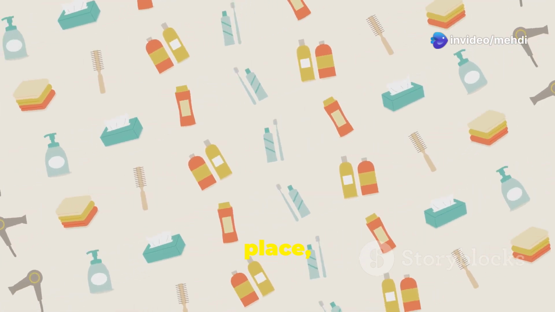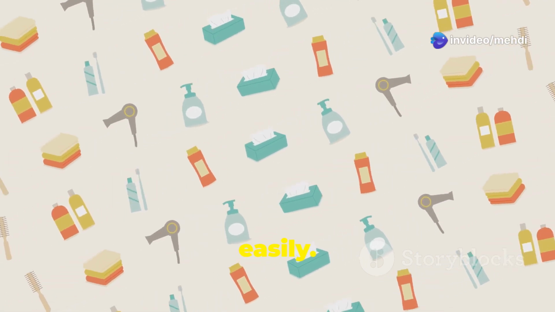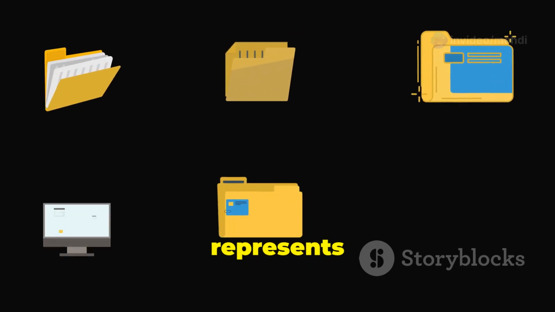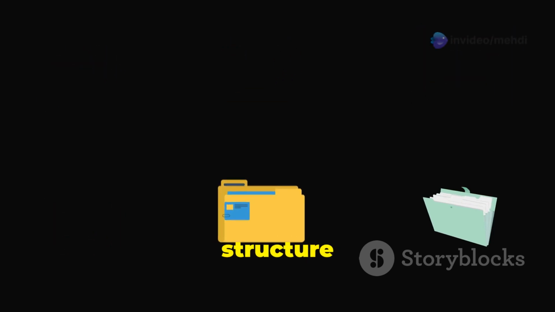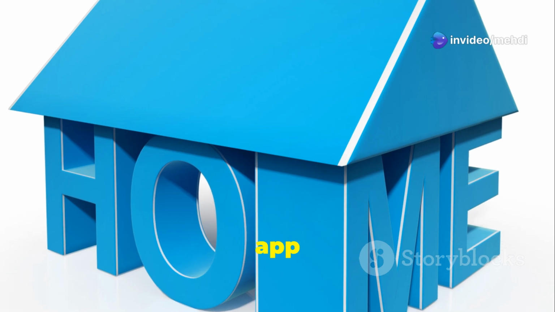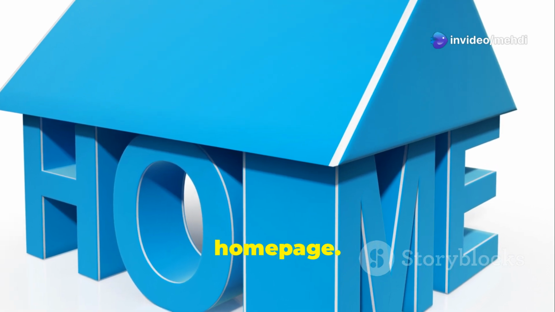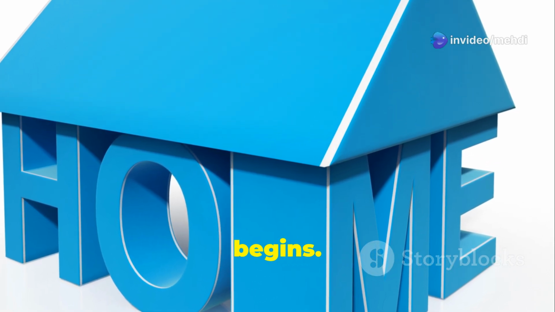Everything has its place, and you can find what you need quickly and easily. Each file in your app directory represents a route on your website. Neat, huh? This means that the structure of your files directly influences the structure of your website. Imagine your app directory as your website's homepage. It's the central hub where everything begins.